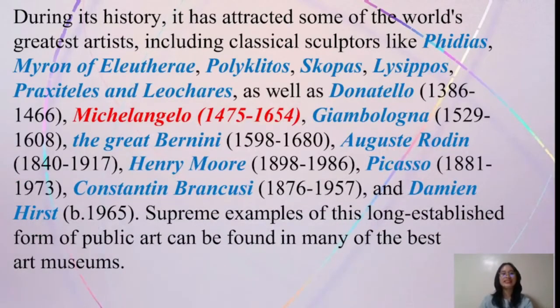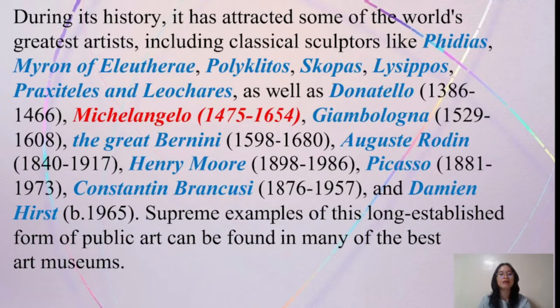During its history, it has attracted some of the world's greatest artists. While sculpture became popular, many people were attracted to it and created artistic works, like Phidias, Myron of Eleutherae, Polycletus, Scopas, Lysippus, Praxiteles, and Leochares, as well as Donatello from 1386 to 1466, Michelangelo from 1475 to 1564, and many more.